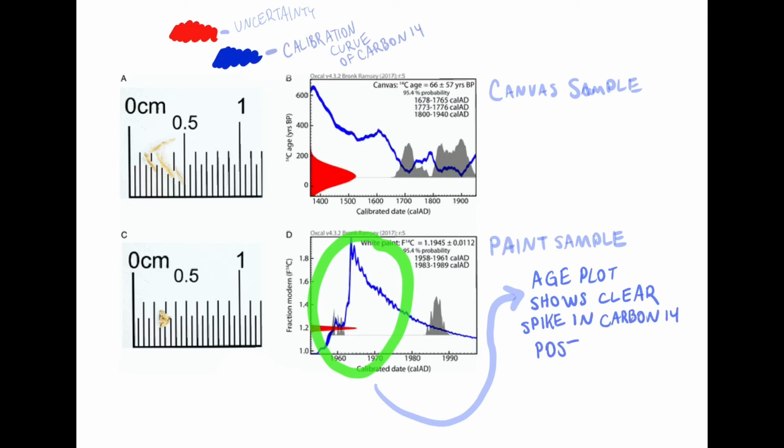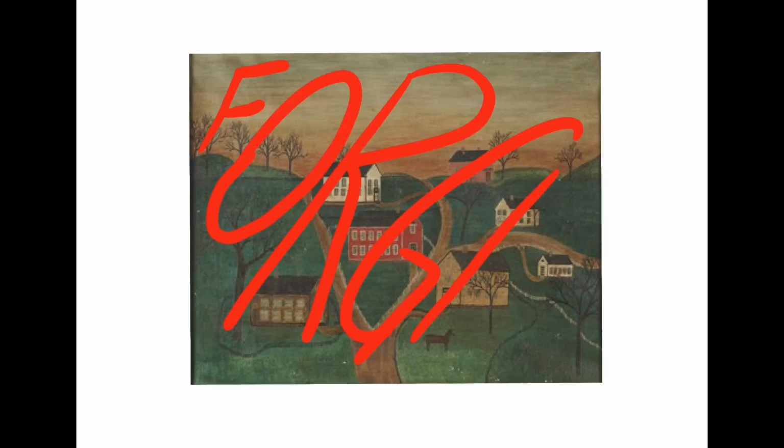This data contradicts the age plot of the canvas sample, which doesn't have this spike in carbon-14. The contradicting ages of these two materials is what allows us to come to the conclusion that the painting must be a forged piece of art.